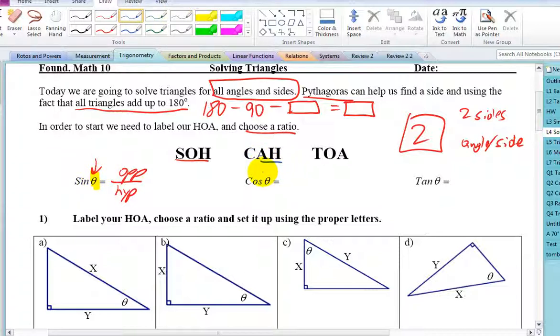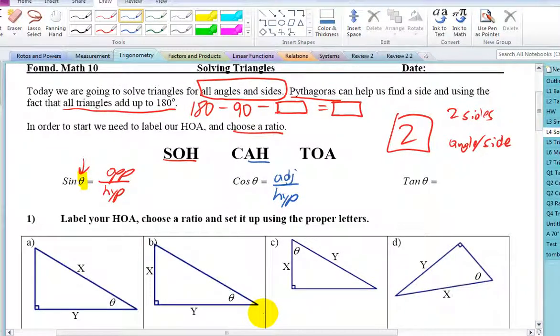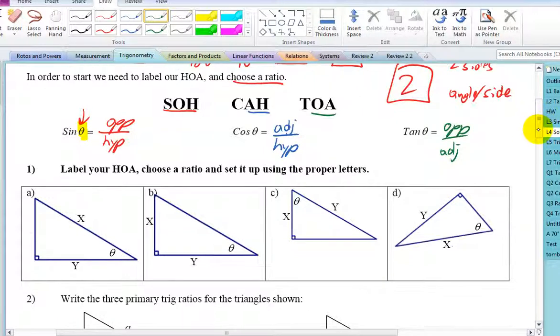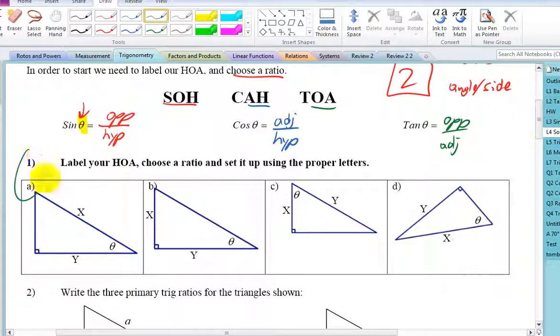What does CA stand for? Adjacent over hypotenuse for cosine. And last but not least, tangent is what? Opposite over adjacent. So we're going to use that right now, practicing finding our ratios. Look at example 1a. Please label your HOA. You have to do that all the time.